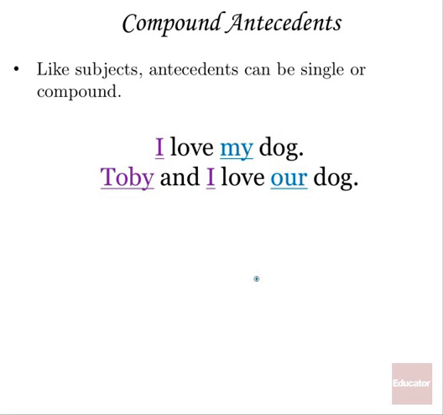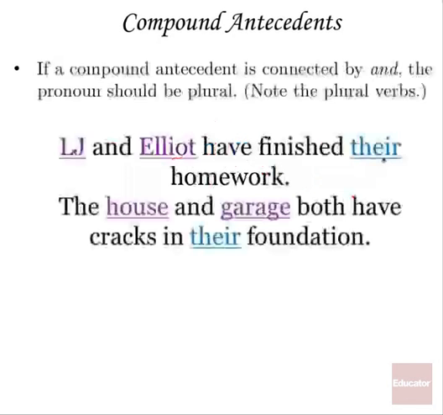All right, compound antecedents. What do you do when you have more than one antecedent? Like subjects, antecedents can be single or compound. So we have the sentence, "I love my dog." I is our antecedent. There's only one of me, so I love my dog. However, Toby and I, if we have a dog together, we love our dog. We have a compound antecedent, so we get a plural pronoun. All right. At least usually.